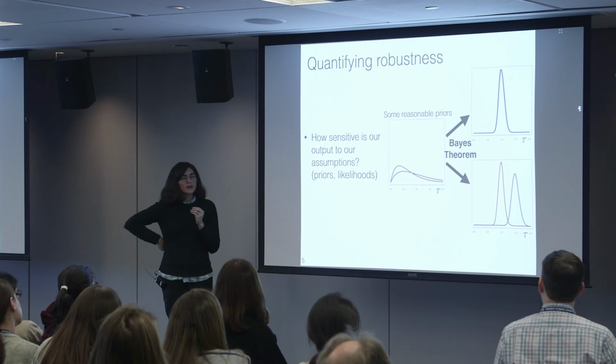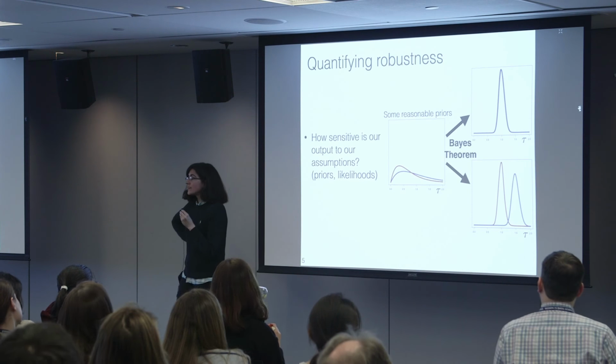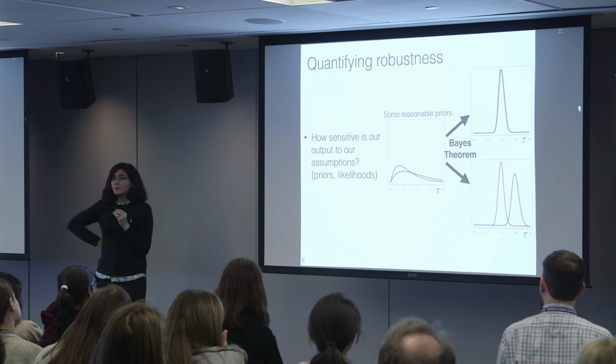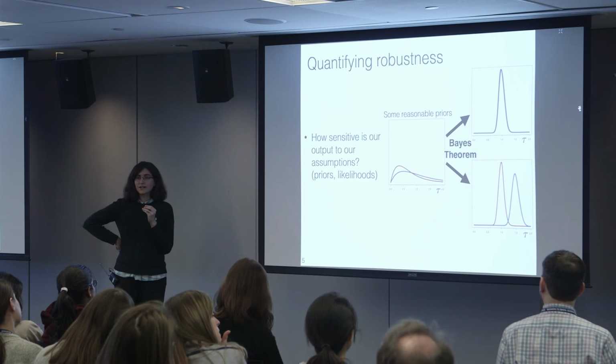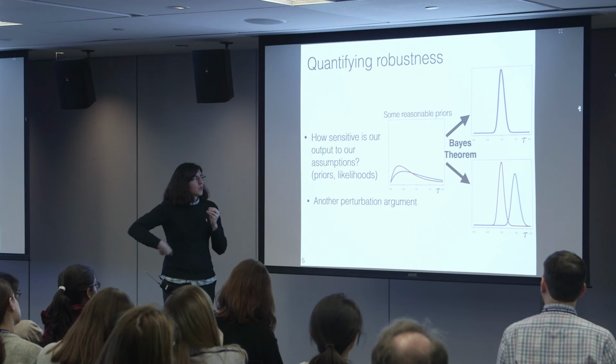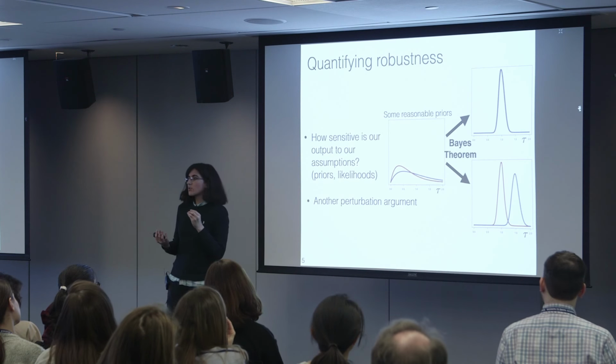And I would be very worried if instead what happened was I got two very different posteriors and two very different decisions. In this case, maybe I don't really trust that decision, and I want to go back to the drawing board with my analysis again. Okay, so for this, we want to be able to quantify robustness. We want to be able to quantify sensitivity.